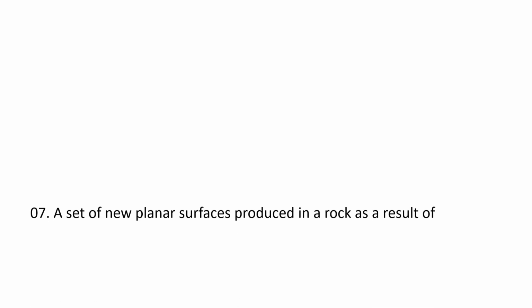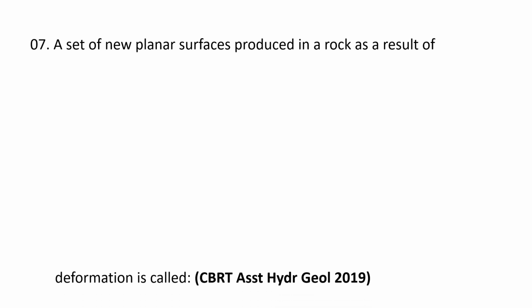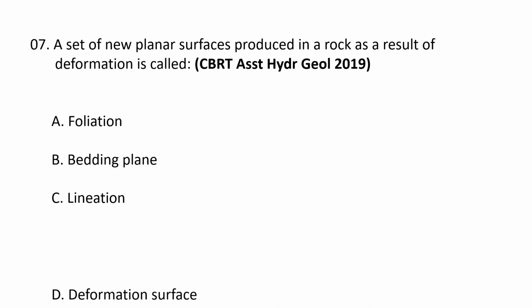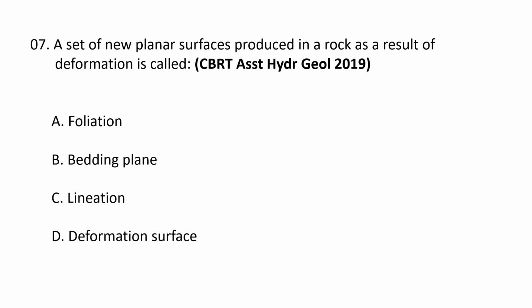Next question. A set of new planar surfaces produced in a rock as a result of deformation is called A. Foliation, B. Bedding plane, C. Lineation, D. Deformation surface. A set of new planar surfaces produced in a rock as a result of deformation is called foliation. Foliation in geology refers to repetitive layering in metamorphic rocks. Each layer can be as thin as a sheet of paper or over a meter in thickness. The word comes from the Latin folium, meaning leaf, and refers to sheet-like planar structure. So A, foliation, is the correct option.